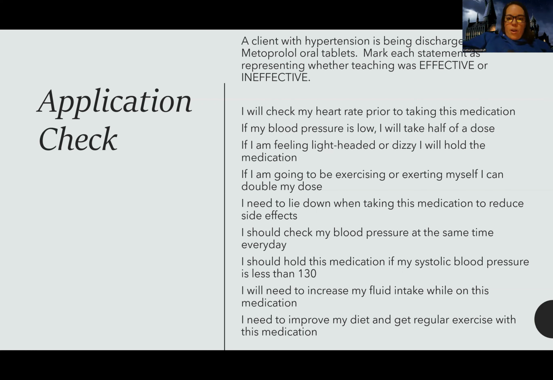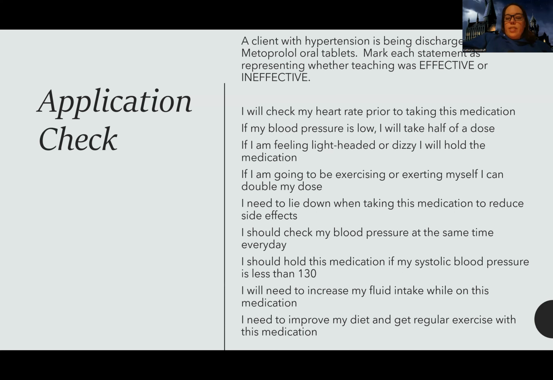All right, the next one. If my blood pressure is low, I will take half a dose. Don't think so. I'm not going to want to change my dose at all. As a patient, I don't want them to be playing doctor, increasing doses, decreasing doses, halving doses, holding their doses, that kind of stuff. So I'm going to say no. If their blood pressure is low, maybe they need to call their doctor and talk to their doctor about that.